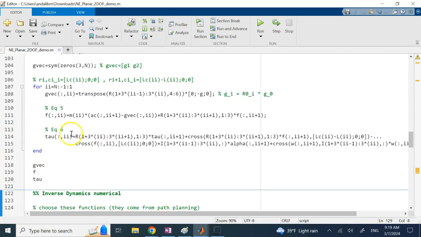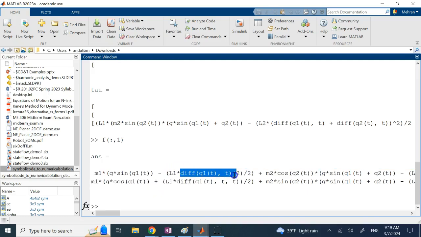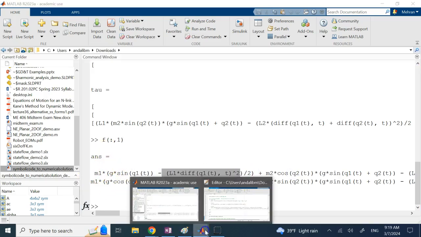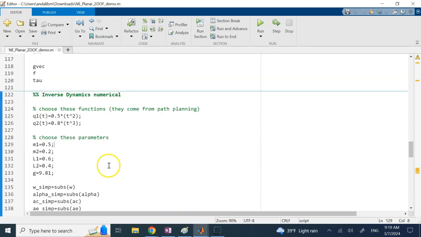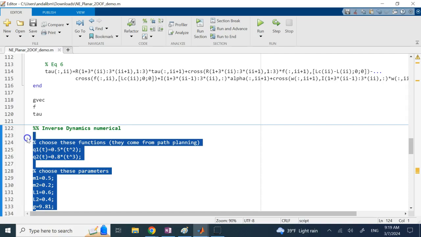Because right now, the F's and the taus are all written in terms of all these diffs. When I use the subs command, it plugs in that quadratic or cubic function for Q1 and Q2, carries all the derivatives, and gives us a simplified version of all of those 6 parameters: omega, alpha, AC, AA, and F and tau. So look here. I run this portion for you only so you can see.